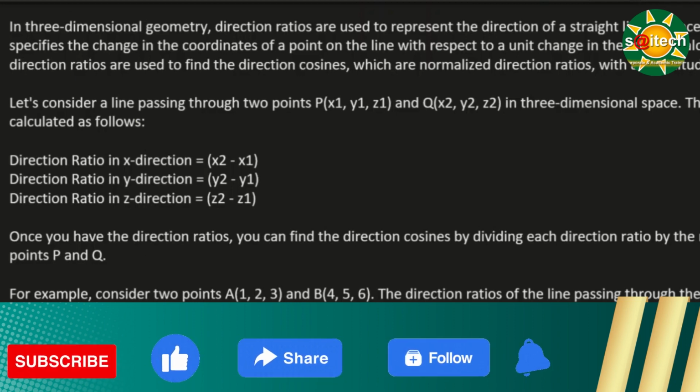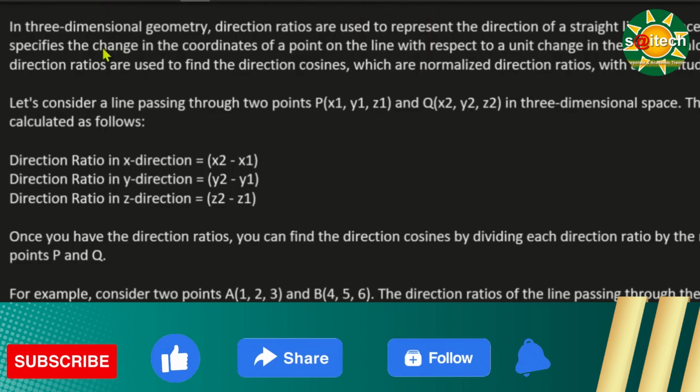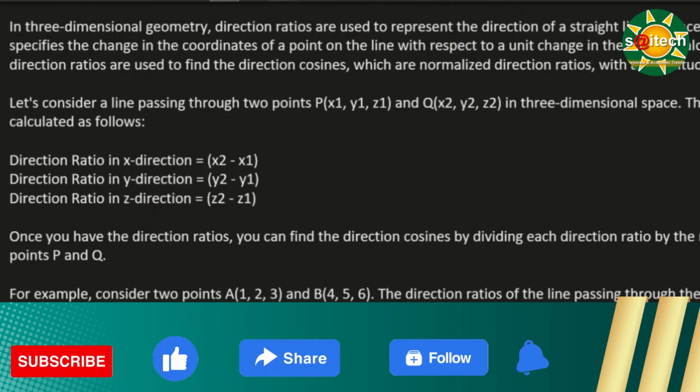In 3D geometry, that is three-dimensional geometry, direction ratios are used to represent the direction of a straight line in the space.